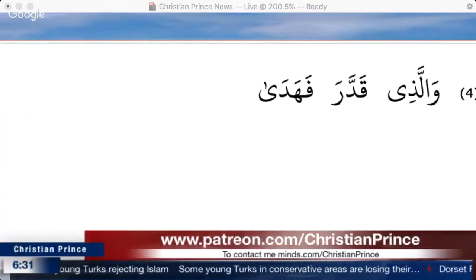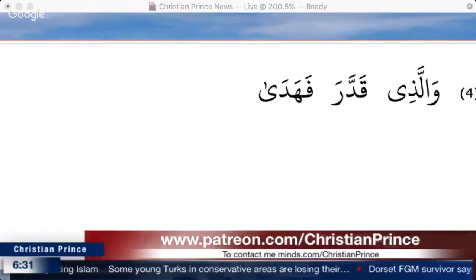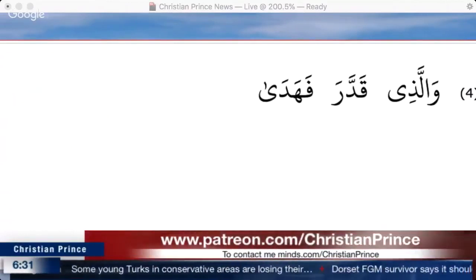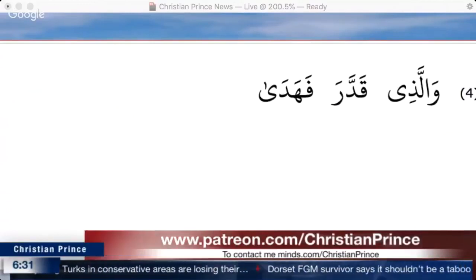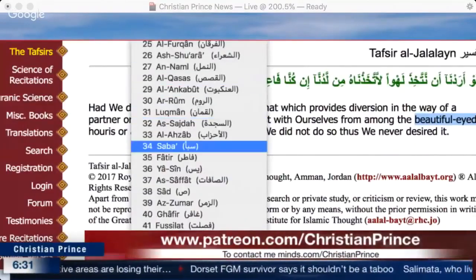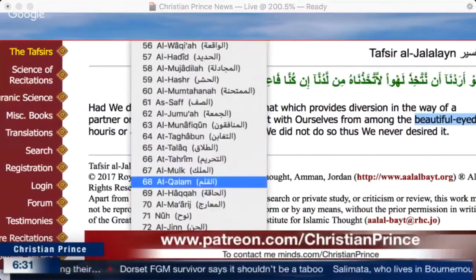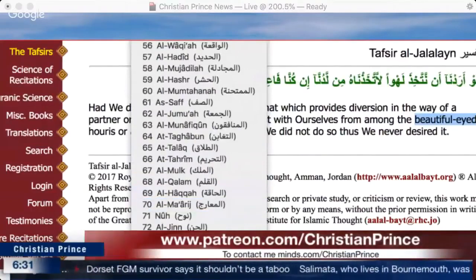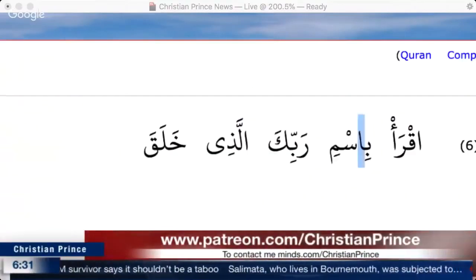Okay. If we go to chapter 87, verse number 3, it says, وَالَّذِي قَدَّرَ فَهَدَى. What does that mean? He made it destined. Qaddara means destiny. So Allah is the one who made the destiny, and He guides, which means this destiny is what is going to decide for you. It doesn't matter what you do, you know.